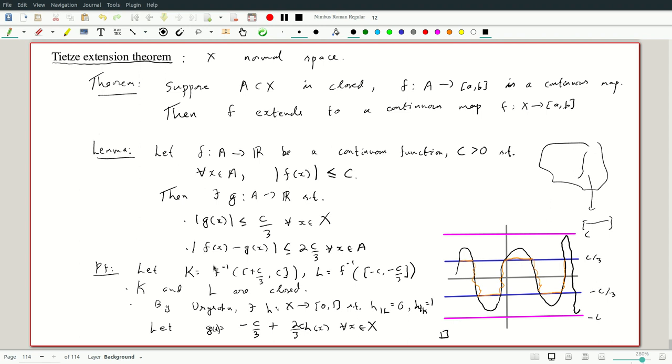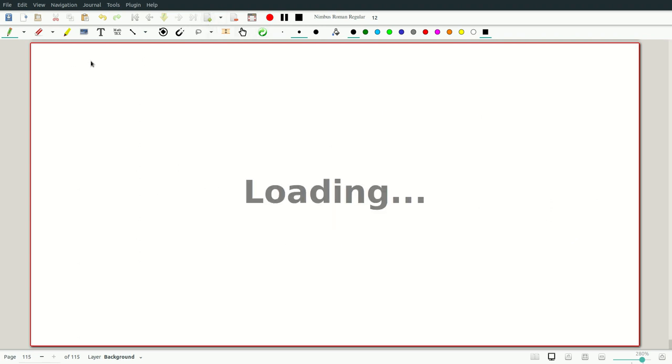So the second claim is true on L, it's true on K, and it's true everywhere else in A, because everywhere else in A by construction F is between minus C by 3 and C by 3, and G is also between these two values. So you get twice that. So this is true in all cases. This lets us do some approximation and extension at the same time. Okay, and now that will let us get the proof of the theorem.